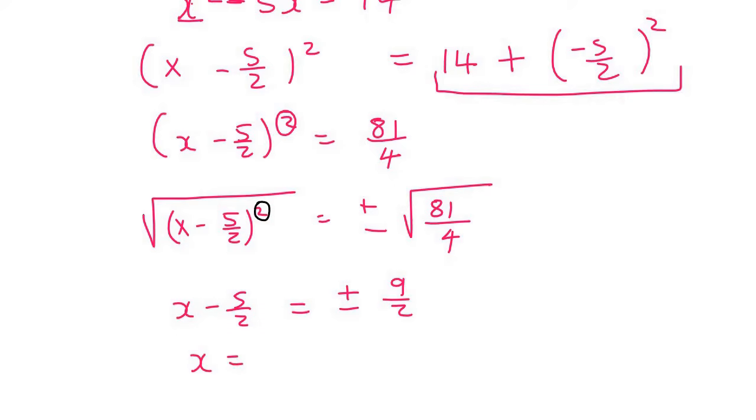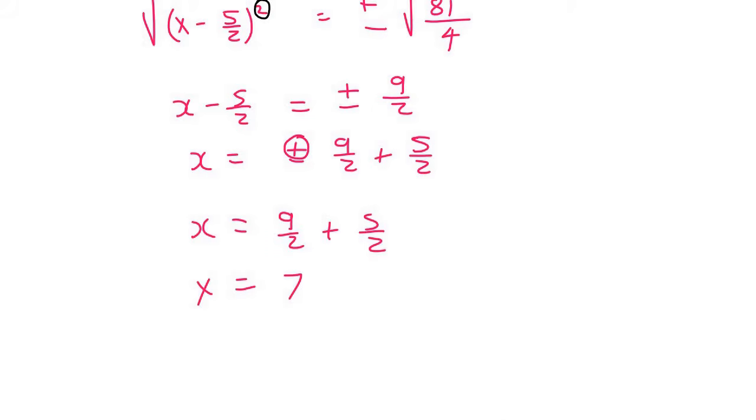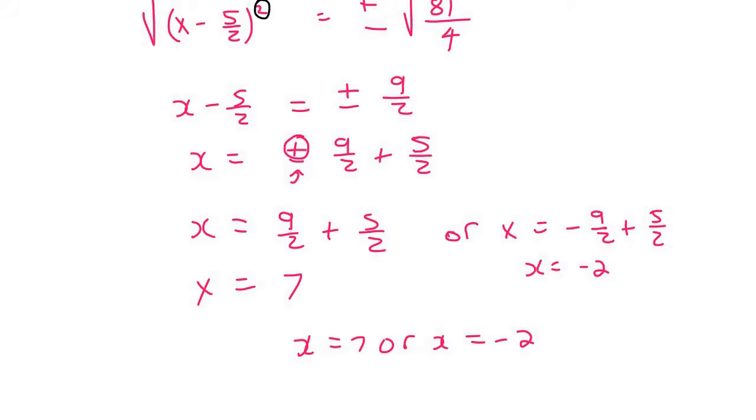Then I can get x alone, like that. And then I can get my two answers. So for the first answer I'm going to keep it as a positive. So it's going to be 9 over 2 plus 5 over 2, which will give you 7. Or, now I'm going to use the negative. So that'll be negative 9 over 2 plus 5 over 2, which is eventually going to give us negative 2. And so our answers are going to be x is 7 or x is equal to negative 2.